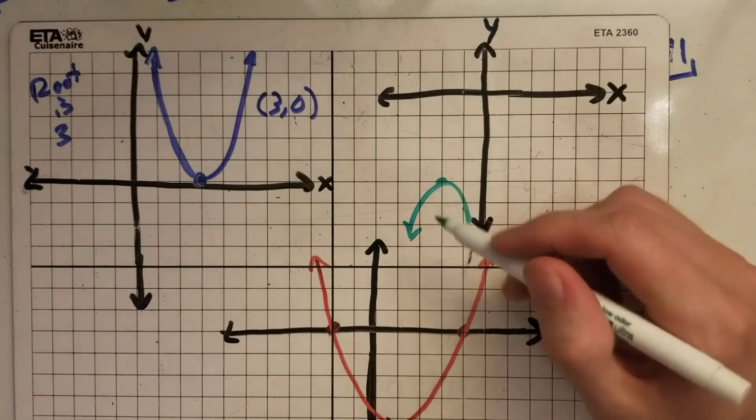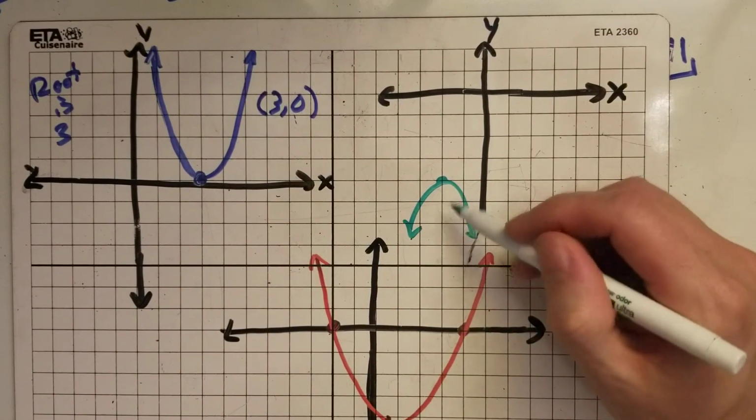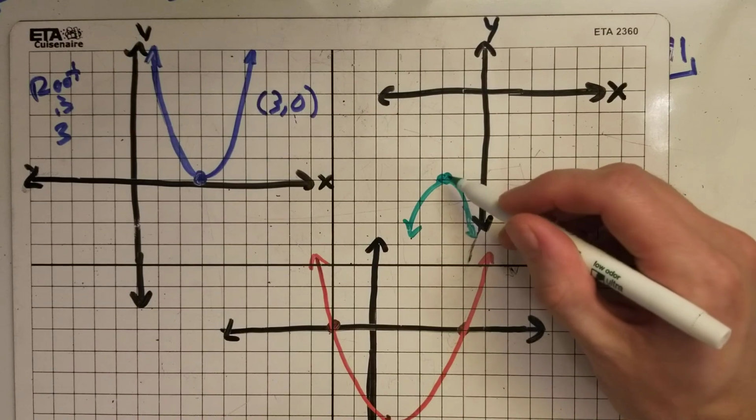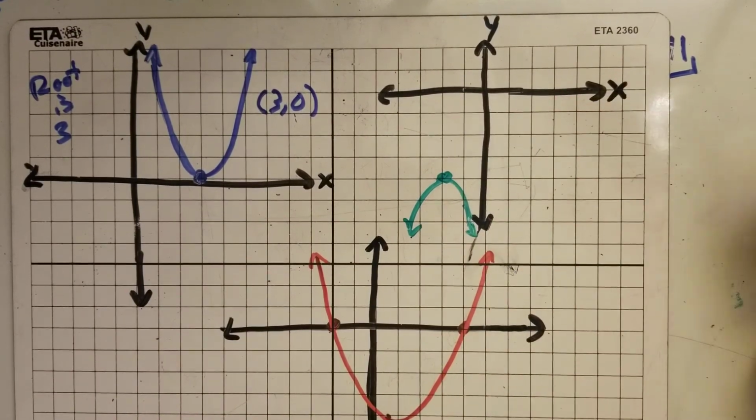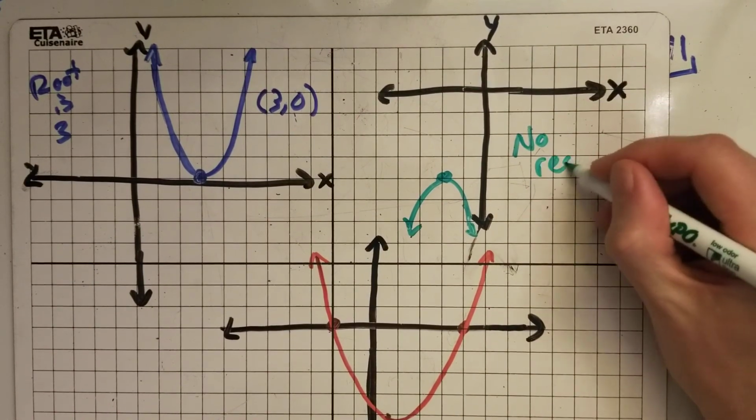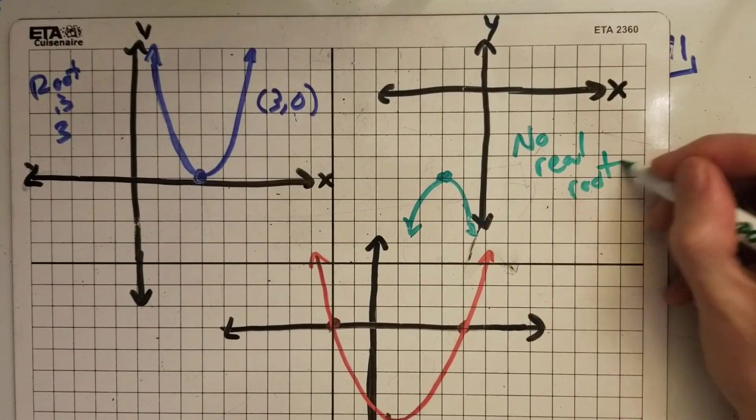Our next one, we have this parabola right here. Notice how it opens downwards, so it has a maximum, meaning it's not going to go above this point. Clearly we don't intercept with the x-axis, so this one has no real roots.